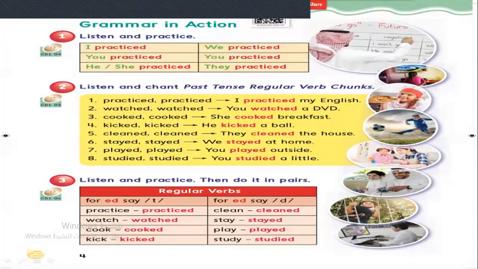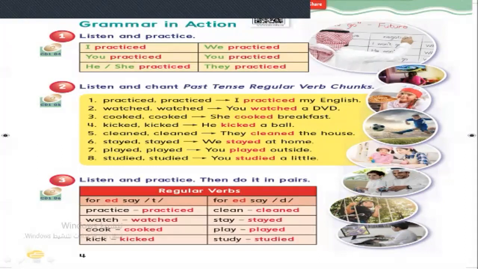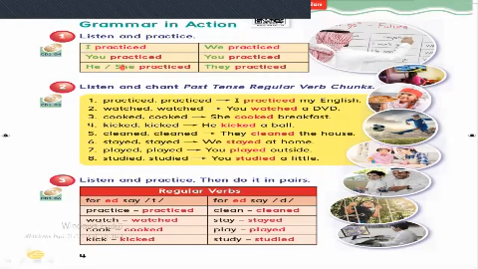Now let's practice. Okay, we say all together. Here we have I practiced. You practiced. He and she practiced. We practiced. You practiced. They practiced.